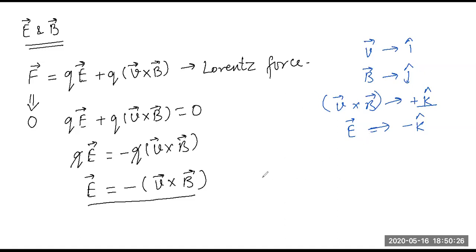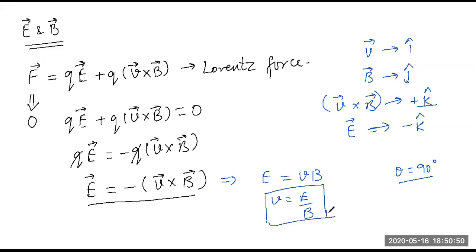If I talk about magnitude, then E will be equal to VB, and let's say the angle between them is 90. We are assuming for now it's 90, right? That's an assumption that may or may not be true in every case, but let's say the angle is 90. So V can be written as E by B. This relation is very important, right? V is equal to E by B. So that means the velocity will depend on the ratio of electric field and magnetic field.